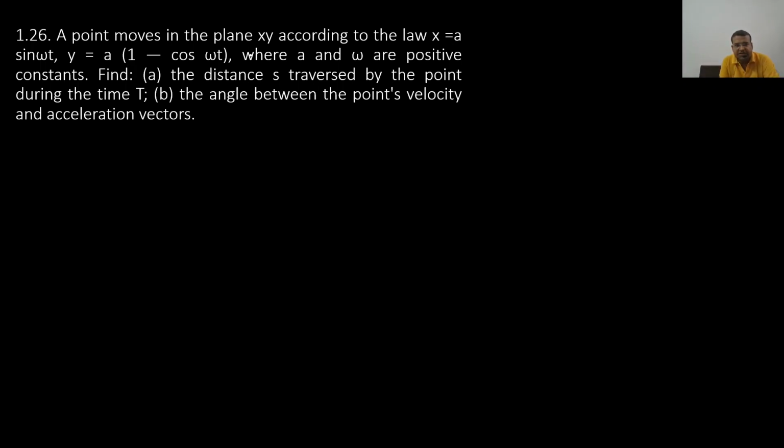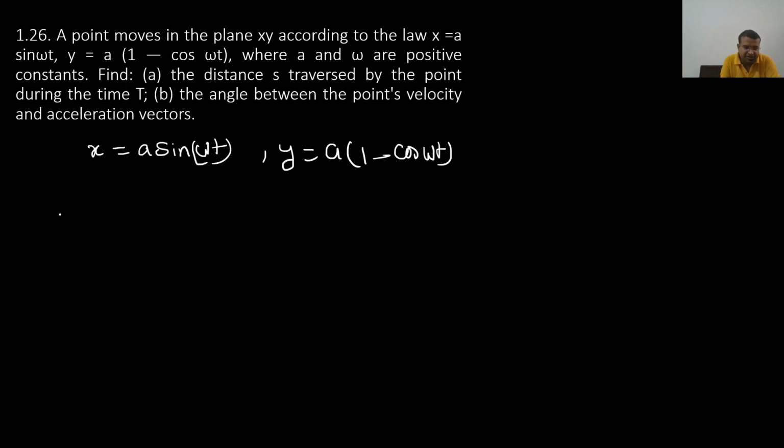The question is: a point moves in a plane xy according to the law x equals a sine omega t. It means there is a point moving whose x coordinate is changing with respect to time as a sine omega t. The y coordinate is changing as a into 1 minus cos omega t, where a and omega are positive constants. Find the distance traversed by the point during time t. Here the question asks what distance will be traveled by this point in time t.